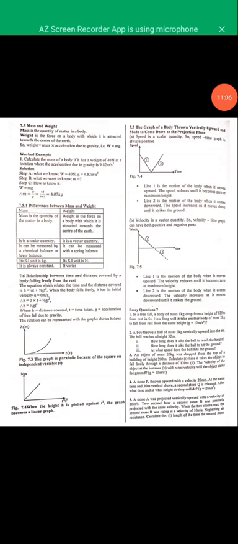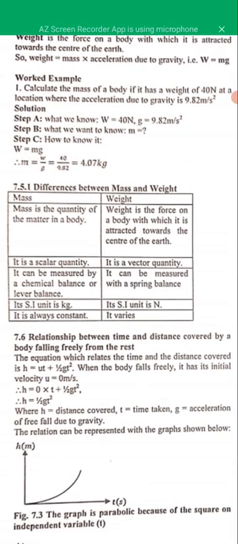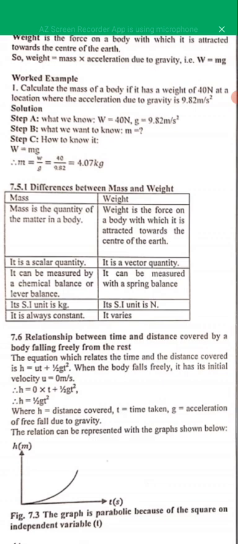Alright, as we bring the class to a close, you see the difference between mass and weight. I've told us that before. Mass is the quantity of matter a body contains. Weight is the force on a body with which it is attracted towards the center of the earth. Number two, mass is a scalar quantity. Weight is a vector quantity. Number three, mass can be measured by a chemical balance or a lever balance, while weight can be measured with a spring balance. Number four, the SI unit of mass is kilogram. The SI unit of weight is Newton. W equal to mg Newton. Number five, mass is always constant.